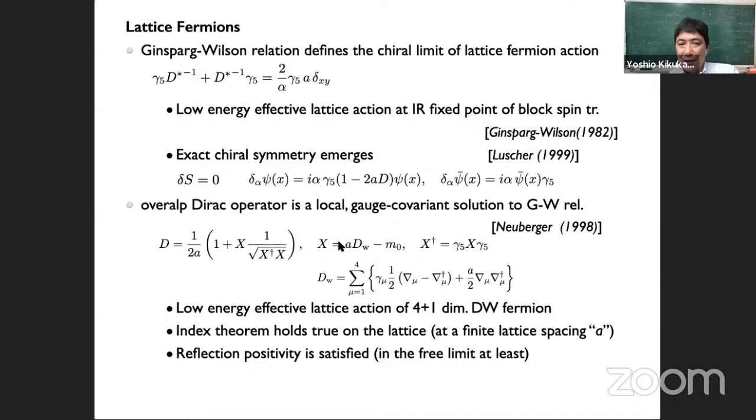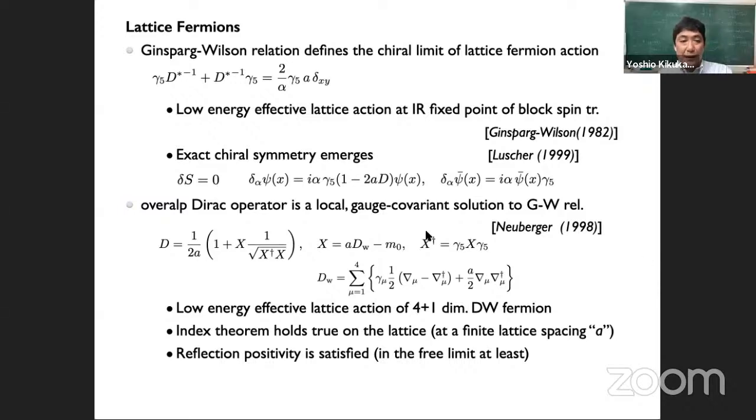So this is a very important point of the overlap Dirac operator compared to the lattice Dirac operator obtained by the explicit block spin transformations a la Ginsparg-Wilson. We do not have a gauge invariant version of the infrared fixed point Dirac operator. As you know, if you include the link variable explicitly, it is very hard to do the block spin transformation. But this overlap Dirac operator is gauge covariant and satisfies the Ginsparg-Wilson relation. So this is a nice property of the overlap Dirac operator. Okay, I see. Thanks.